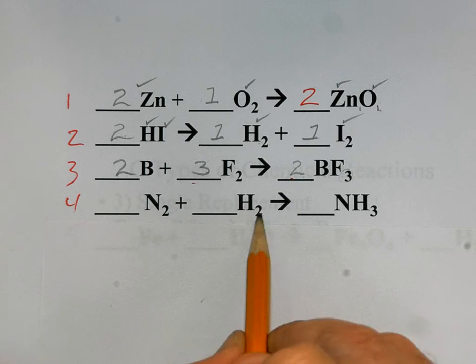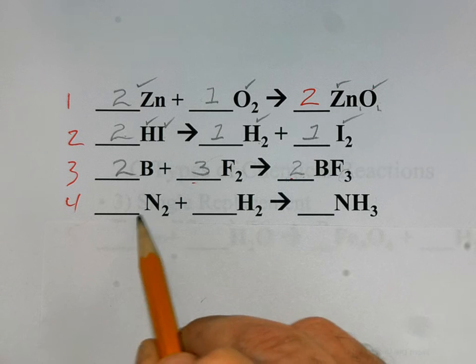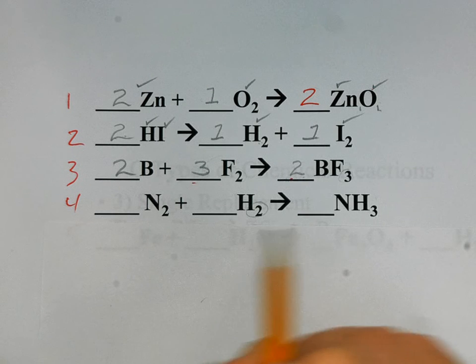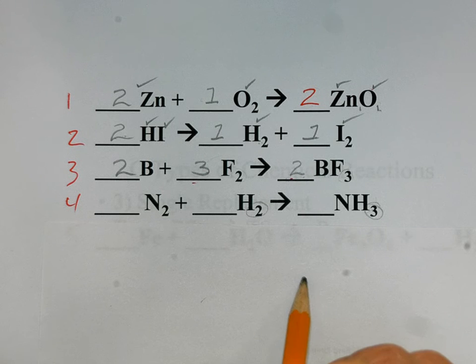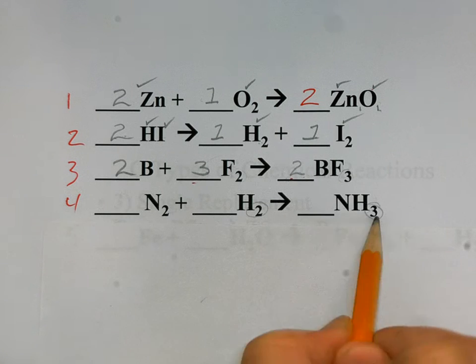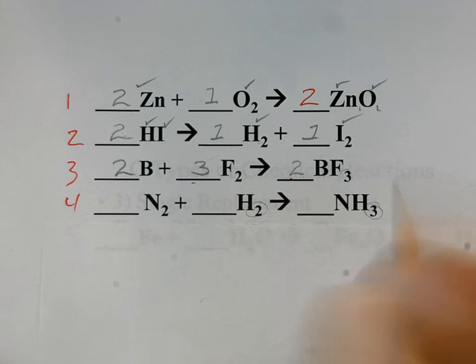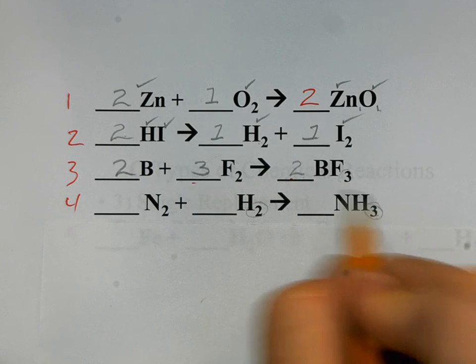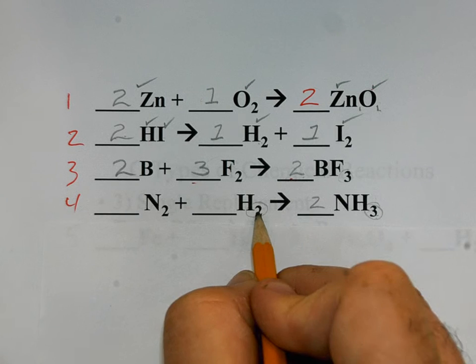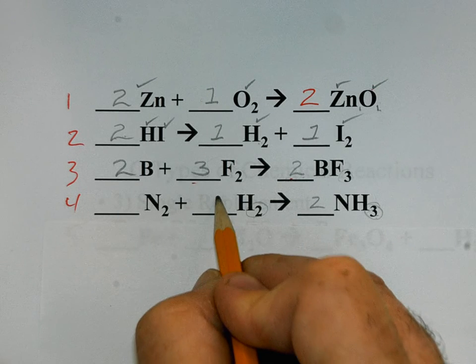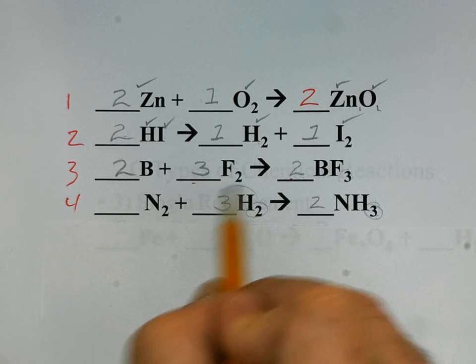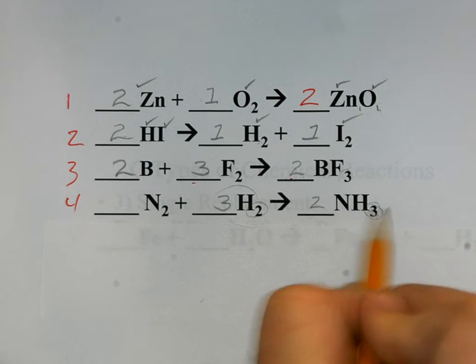Now we've got another one of those. Looking at this, first off, I'm going to do the hydrogens. We've got a 2 and a 3, so we have to find the least common multiple again, and that's going to be 6. So 3 times what is 6? It's going to be 2. 2 times what is 6? 3. So now we've got 6 hydrogens. 2 times 3 is 6 hydrogens.